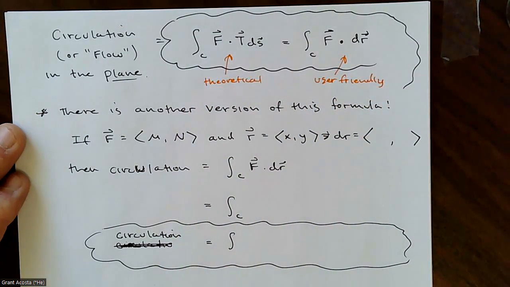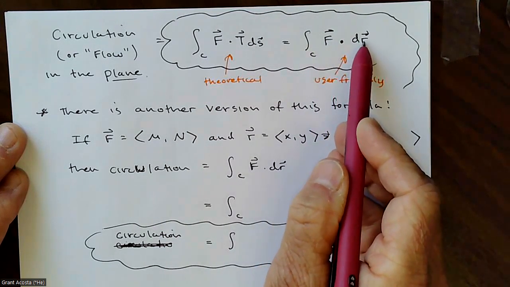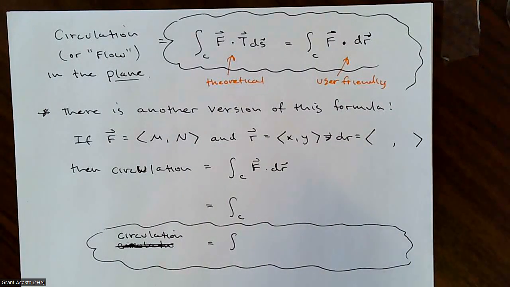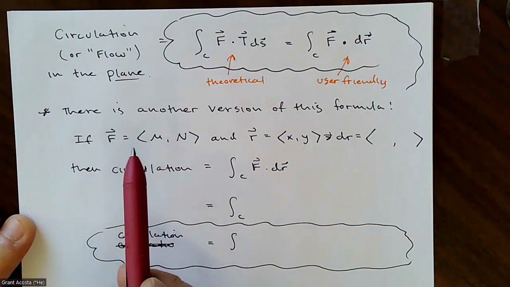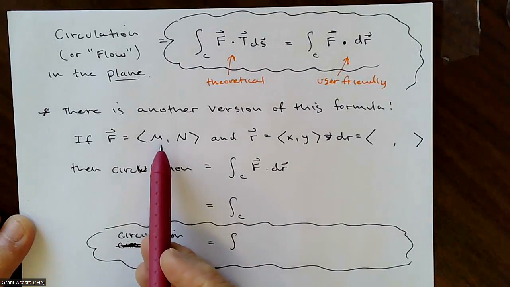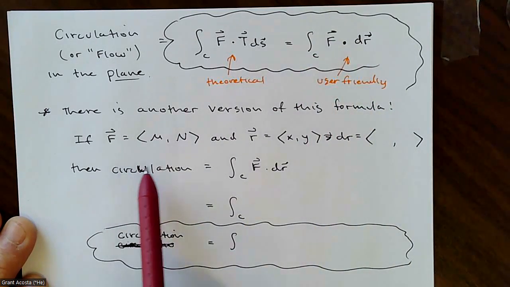So it's just a dot product. That's what a dot product does, it measures how much of this field is acting in the direction of our curve that our particle is moving along. Now, there is another version of this formula that our book talks about, which is kind of handy because we're always going to use this if we're going to calculate circulation or flow.